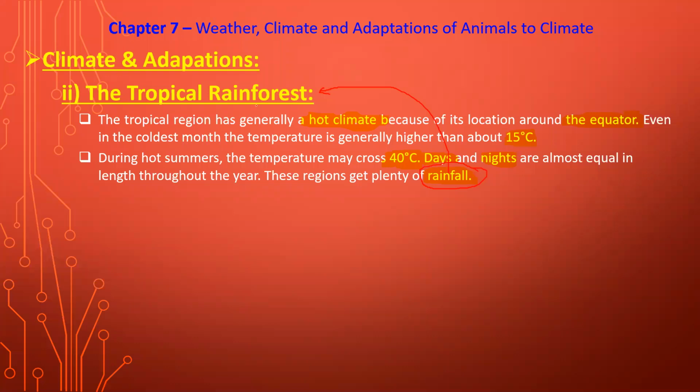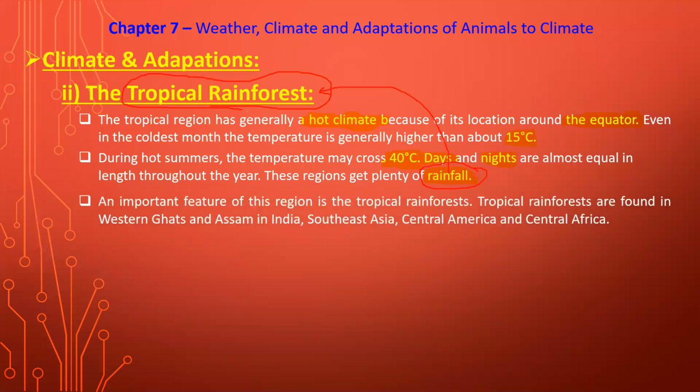That means different types of forest are developed. Plenty of different varieties of plants are developed in the forest, which gives scope for living things. So in this way, the tropical rainforest has plenty of rainfall. And an important feature of this region is the tropical rainforest.